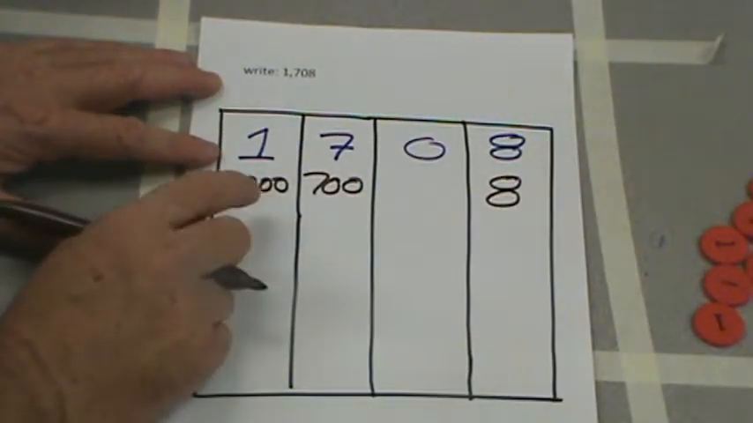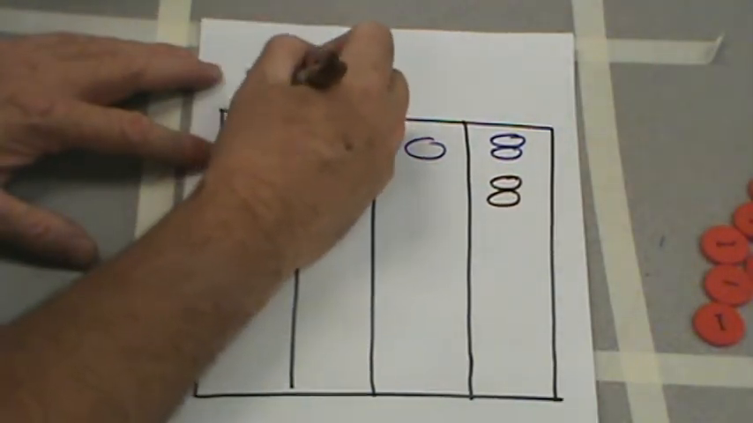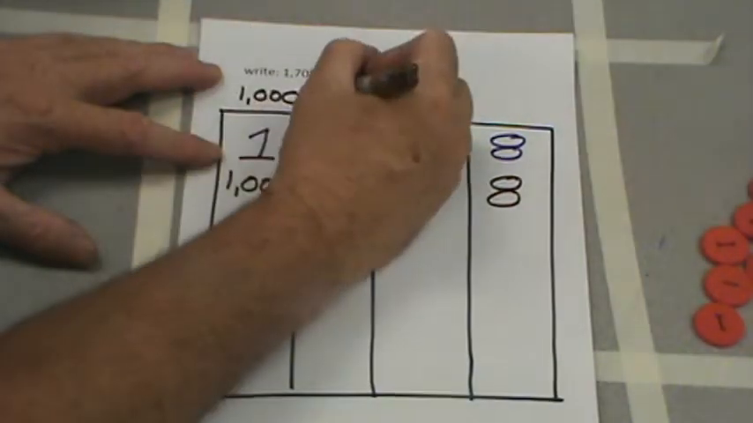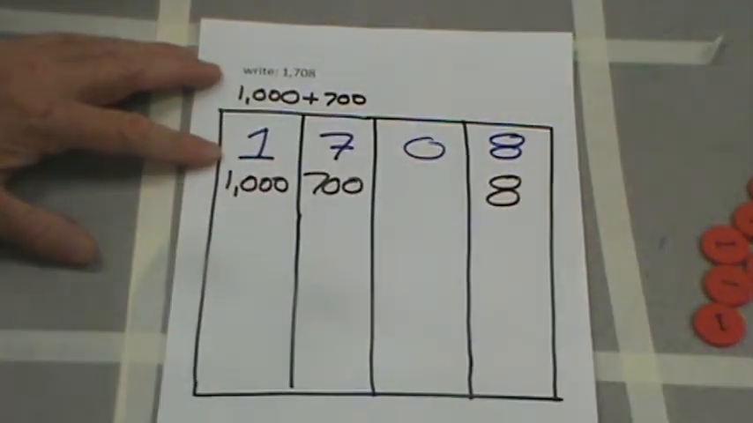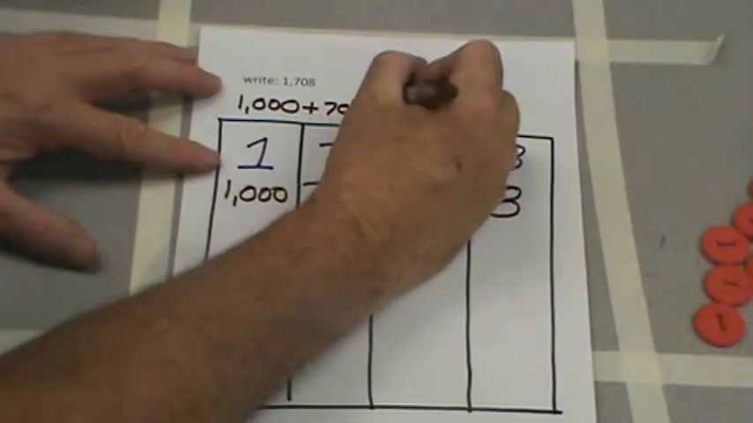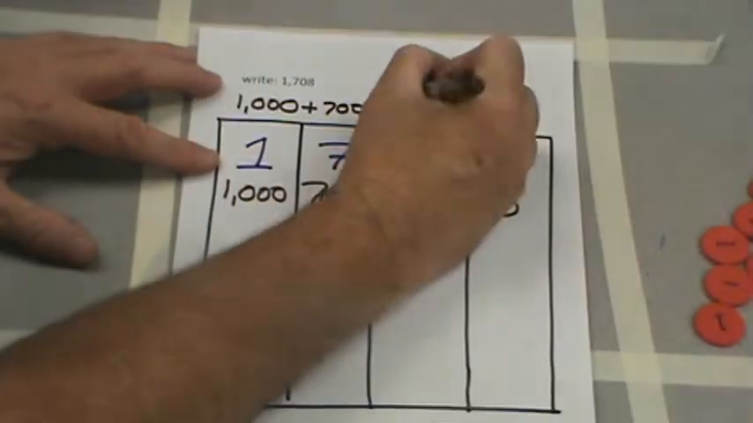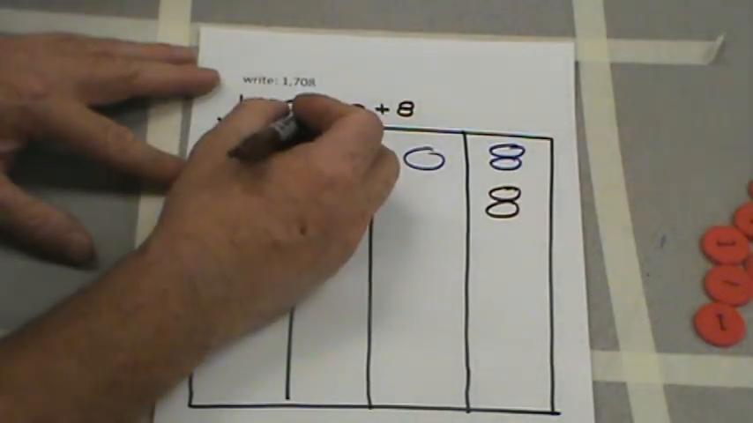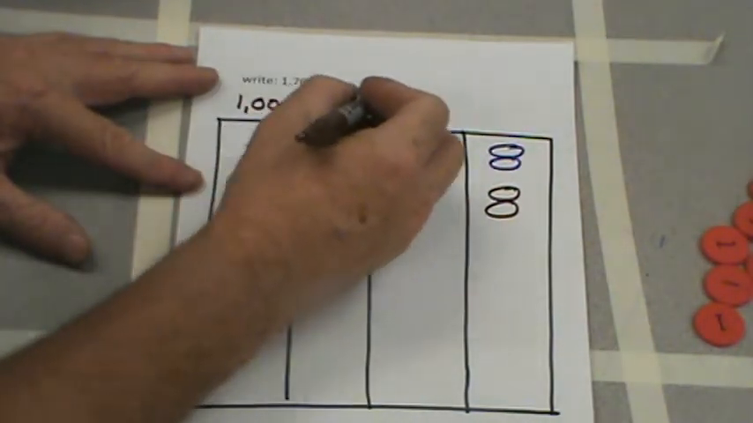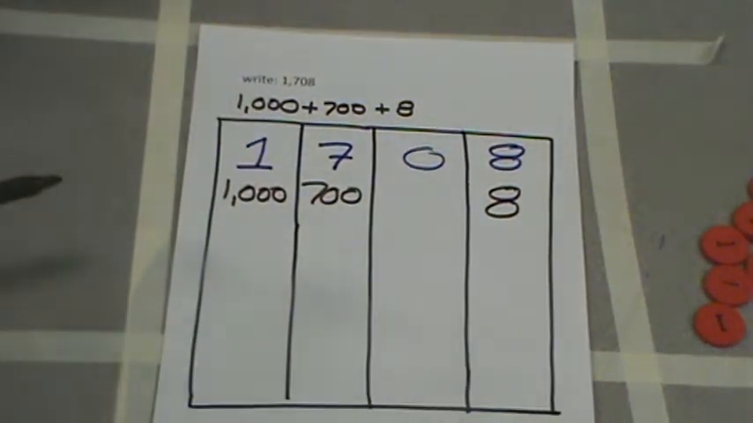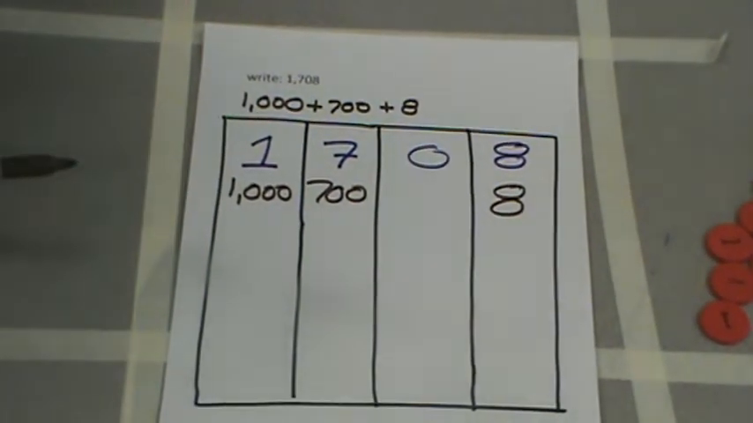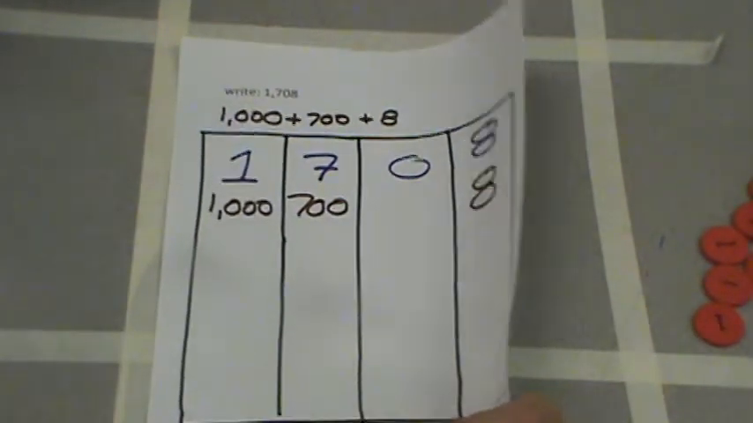Something new for you. We do 1,000 plus, what do you think is going to come next? I would think it would be the 700. Do we need anything in the tens column? No. We can just put plus there. And what's left? Just an 8. And this is what we call expanded form. 1,708. 1,000 plus 700 plus 8 equals 1,708. What about this word form you've been hearing about? Well, we're going to deal with word form on the next problem. So go ahead and flip this page over.